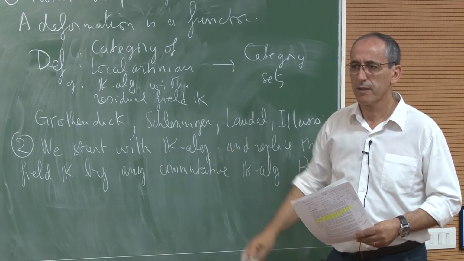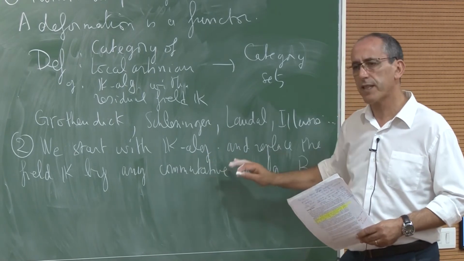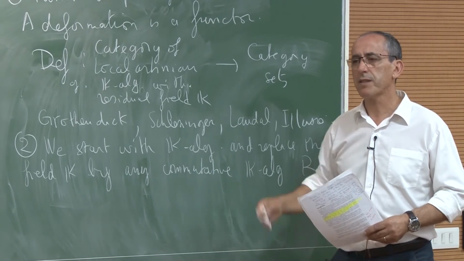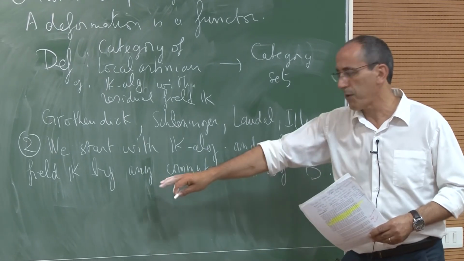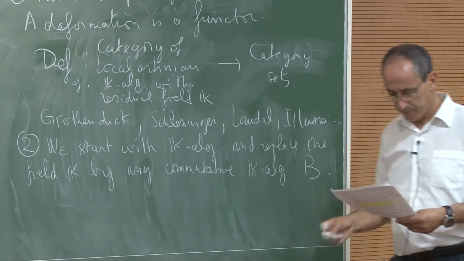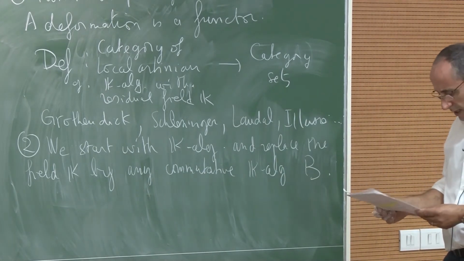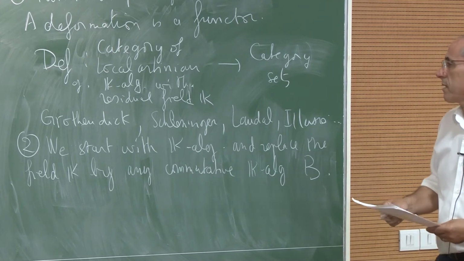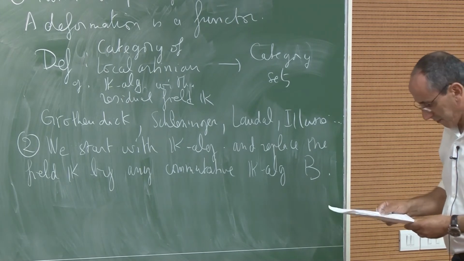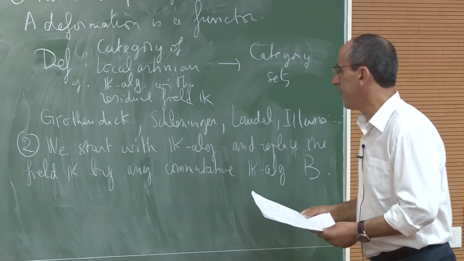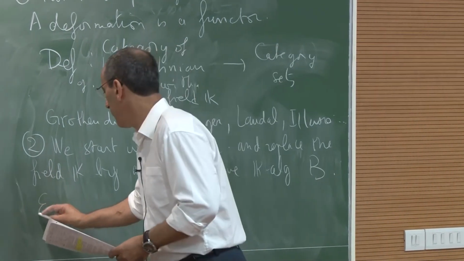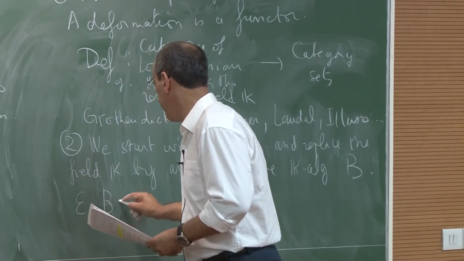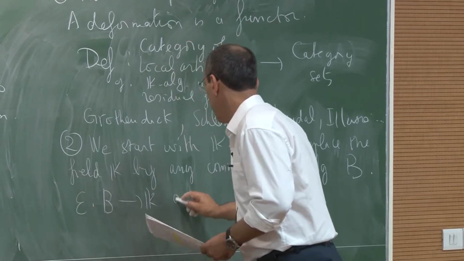So we take some K-algebra and we fix it. And now I will show how, and this is commutative. This is what we can call the global deformation, and what we need is an augmentation. Epsilon from B to K is an augmentation.